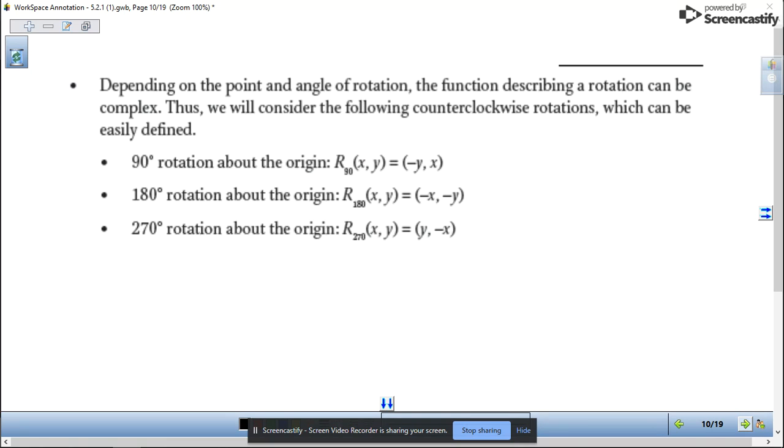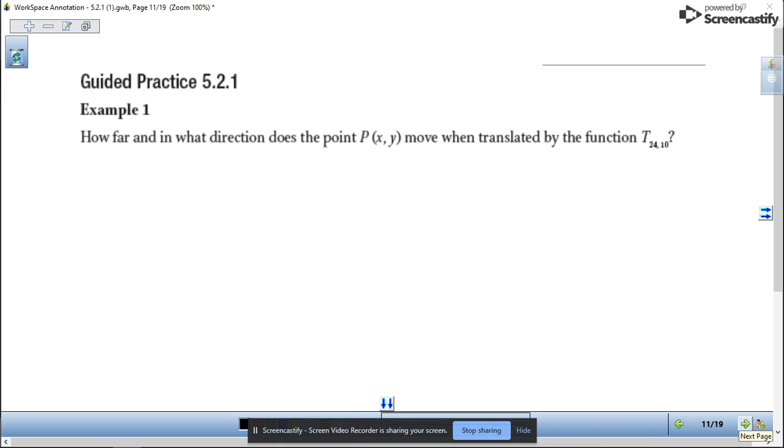So for rotations, you can try to memorize these rules, and some of you will be able to do that, and you'll be fine. However, in my opinion, it's much easier on a rotation to actually graph the original figure and then go from there. All right, so examples. I'm going to stop the video here and then do all the examples in the second video.